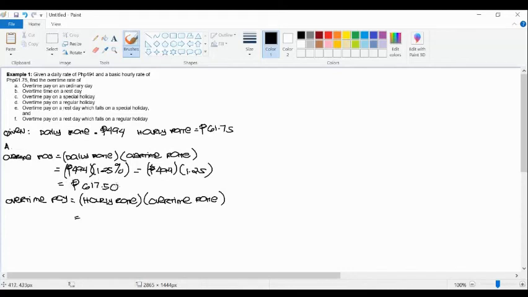617.50 pesos. Now, for the hourly rate, that will be 61.75 pesos multiplied again by 125%, or 1.25. So it will give us an answer of 77.18 pesos.